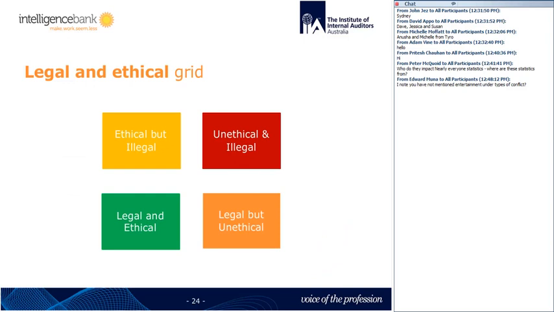Unethical and illegal. That's also pretty clear-cut about what you can and can't do. The gray area, or I should say the orange area, is really if something is ethical but illegal. This happens a lot in medical situations. If you take euthanasia as a very extreme example, it is illegal in most places to assist somebody in dying, but a doctor might feel it is his or her ethical duty to help that person make that happen.